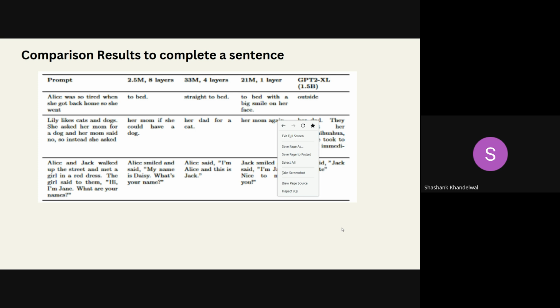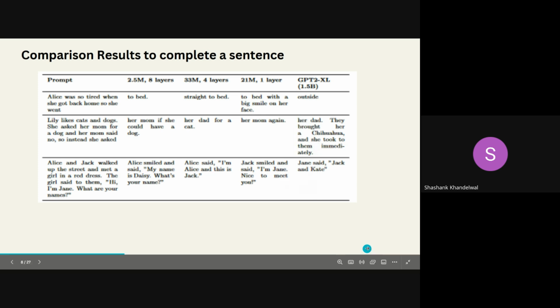The next thing they did is that, using this data set, people can create their custom models. But how will you evaluate those models based on their performance or efficiency? So again they used GPT-4.